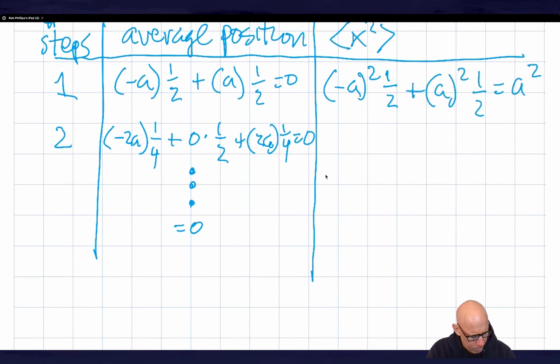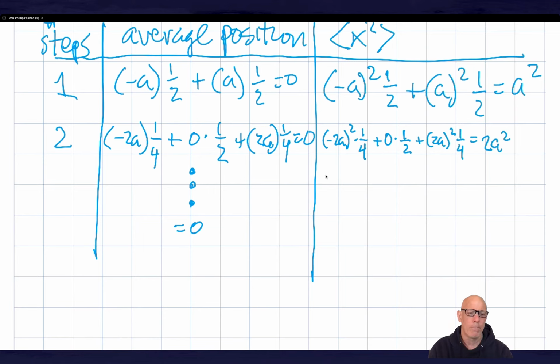For the mean squared displacement, here I have minus 2a squared times the probability of being there, which is 1/4, plus 0 times 1/2, and then plus 2a squared times 1/4. And if you reason that out, what you'll see is that that gives me 2a squared. So the mean square displacement is starting already to show a little bit of a pattern. We could conjecture that after n steps, the average position is 0, and I'm conjecturing that the mean square displacement is na squared.